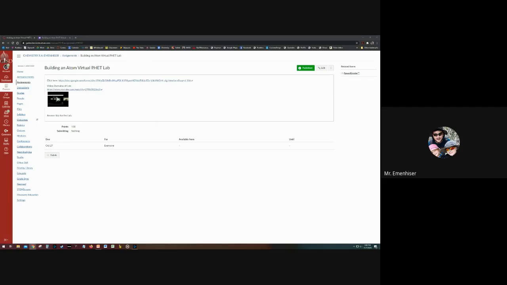PhET is a simulation that is done through the University of Colorado, and so it's a virtual lab where you can move protons, electrons, and neutrons and play with it. And I hope you guys got a chance to play with that. But if you haven't completed this, please just watch this video and I'll go through how to do the lab. So you click on this link to get started.